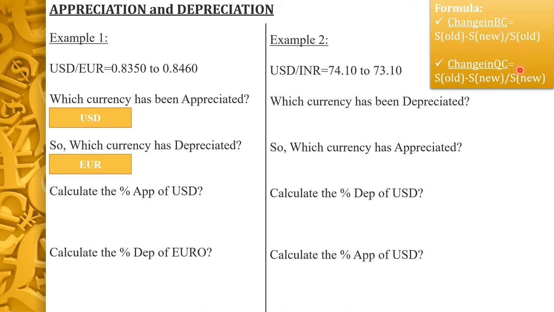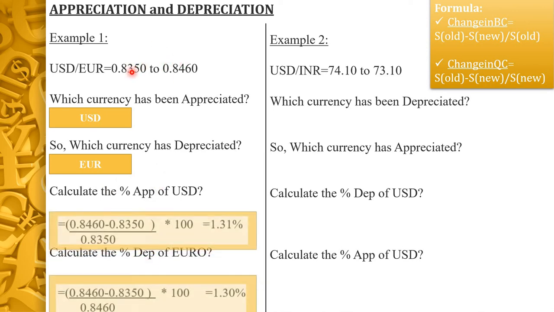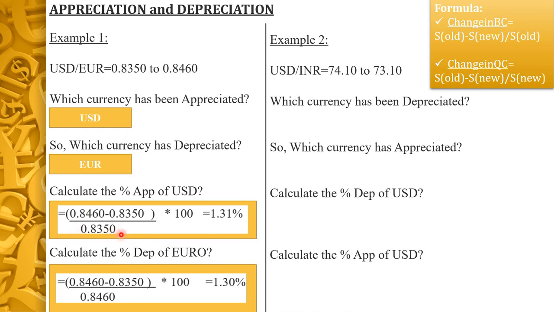The only difference in these two formulas is the denominator. And now we know to calculate depreciation, we need the lower of these two numbers as the denominator. See, in the denominator we used the lower of the two prices, which is 0.8350, while to calculate depreciation, we took the greater number, which is 0.460, because we know that the final value of appreciation is always more than depreciation. And due to the base effect, the lower the denominator, the higher the final value. This also fits in with the formula, as you can see.